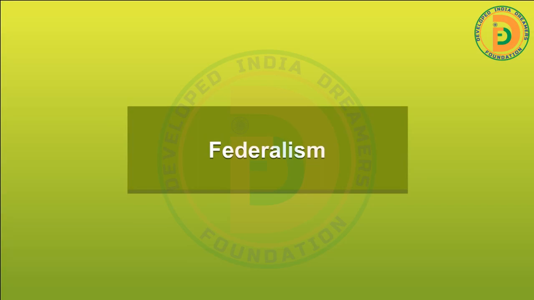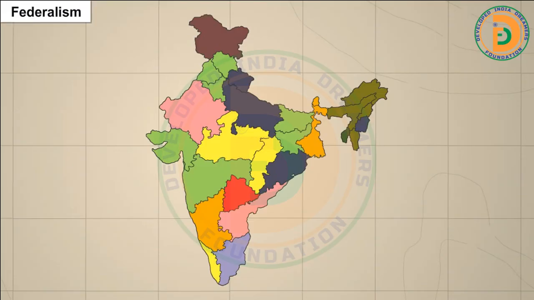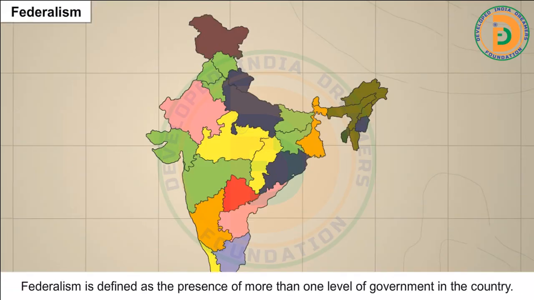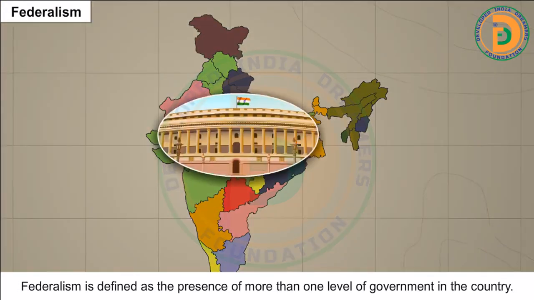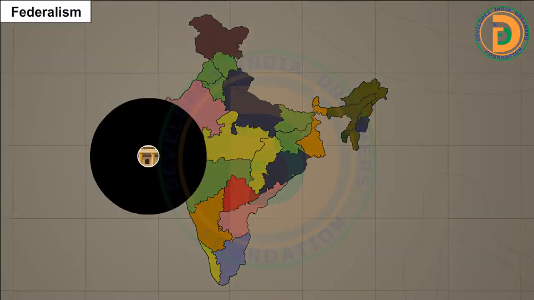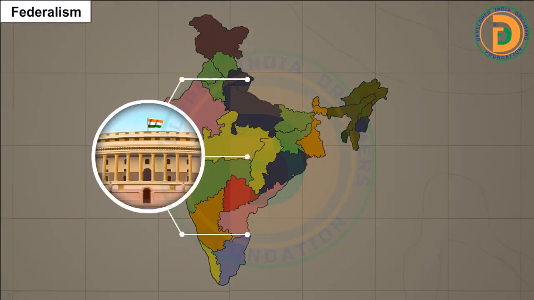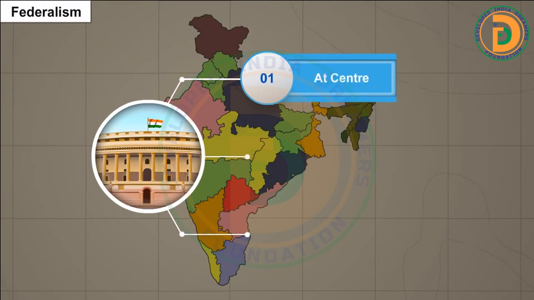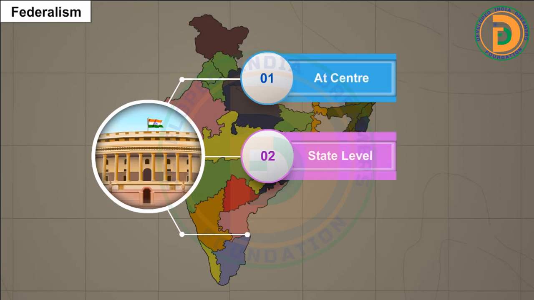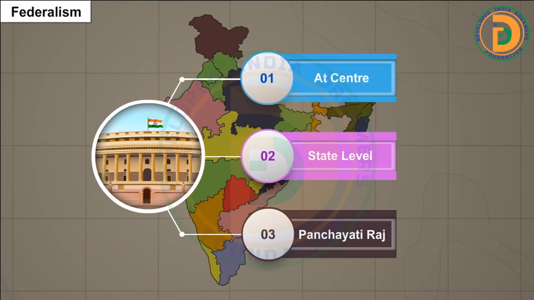Federalism. Federalism is defined as the presence of more than one level of government in the country. Example, in India, government is divided into first level at center, second level, state level, third level, Panchayati Raj.